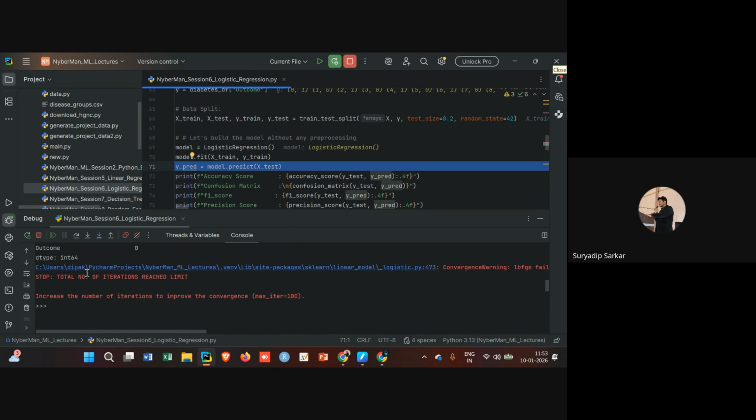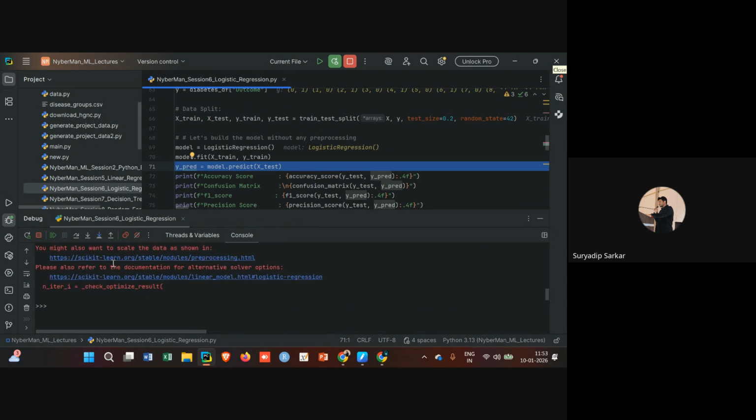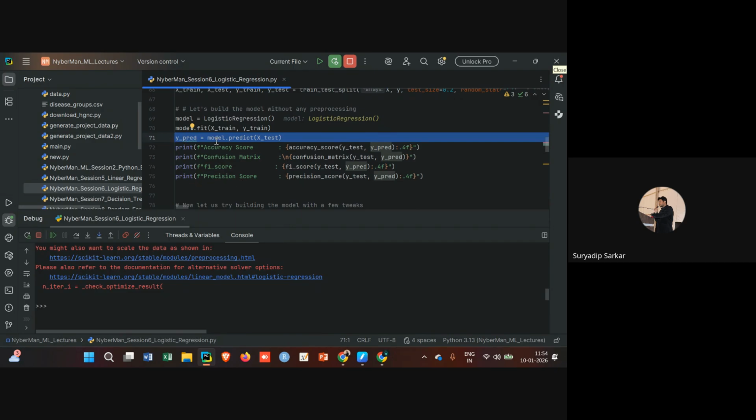See, it is telling me that you might also want to scale the data, refer to documentation for alternate solver. So it is giving me warnings. Okay, we have not done any pre-processing and it is giving me warnings. Now let us do some predictions. Let us do the test using the X test, right? We all know why we don't give the Y test here, because this is an unseen part of the data that I want my model to predict. Now I have the X test. So these are the predictions that this model has made.